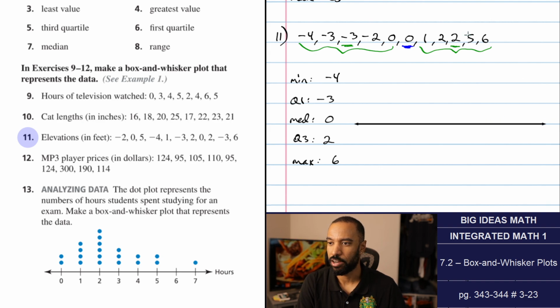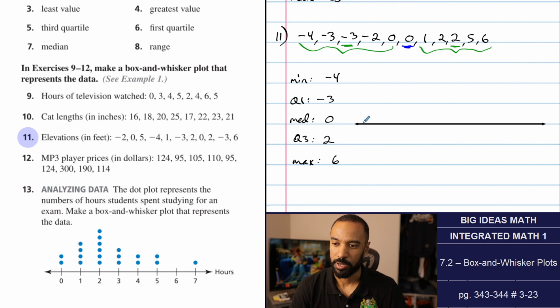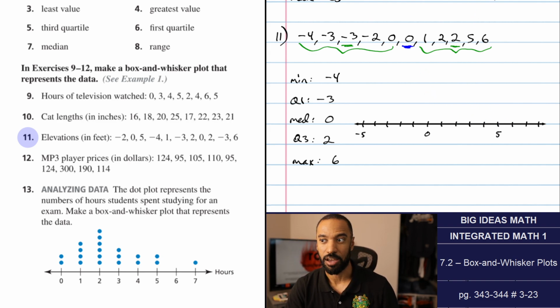Okay, this goes from -4 to 6. This time I'm going to put -5 here, and then -4, -3, -2, -1, 0. And I'll just count up until I run out of room: 1, 2, 3, 4, 5, 6, 7, 8, like that. I'm just going to put numbers here and then see if we can do it based off that alone.